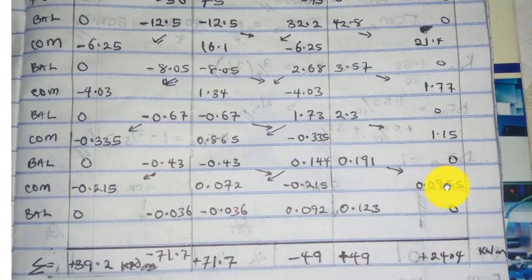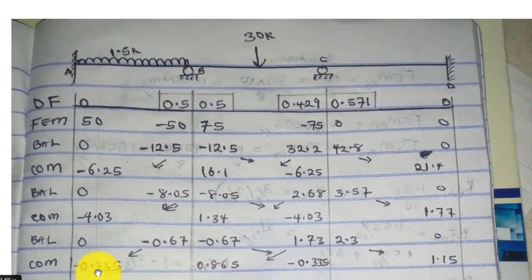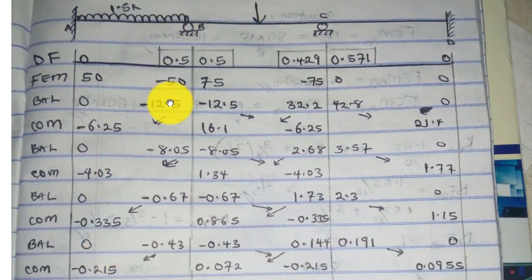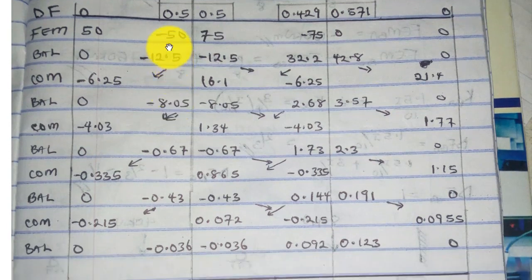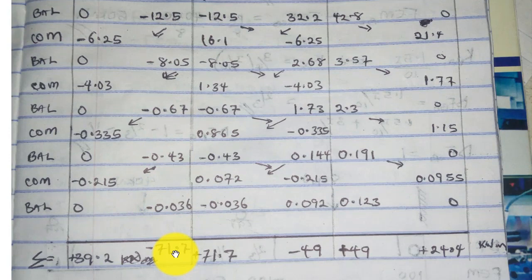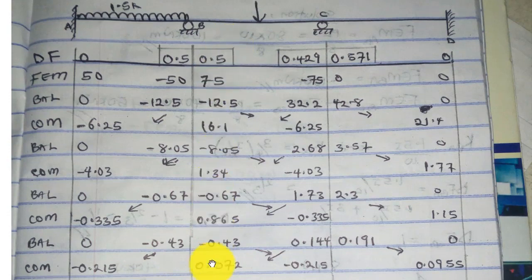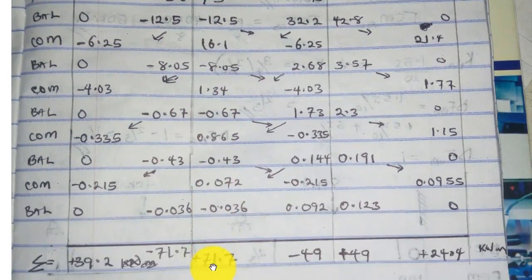When you add everything together, you have plus 39.2. That means the moment at this point is 39.2, which is MBC. Now, for MBA too, add everything. Minus 50, minus 12.5, minus 8.05, minus 0.67, minus 0.43, minus 0.036, you have minus 71.7. But all you have to watch out here is this value and this value, they must be equal to zero. So when you add them, minus this plus this, you have zero.